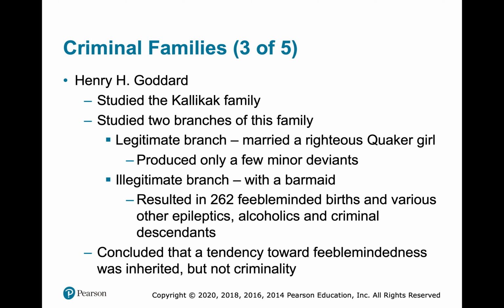Now, Goddard studied the Kallikak family, and he studied 2 branches of this family. This man reproduced with a barmaid, which was an illegitimate branch of his family because he never married her. And then later he married a, quote, righteous Quaker girl. And so we're able to compare these 2 branches of the family. Now, in the legitimate branch, there's only a few minor deviants. But in the illegitimate branch, there are 262 feeble-minded births and epileptics, alcoholics, and criminal descendants. Now, you might take this to believe that crime is what's being inherited, but Goddard determined that what was actually inherited was feeble-mindedness.